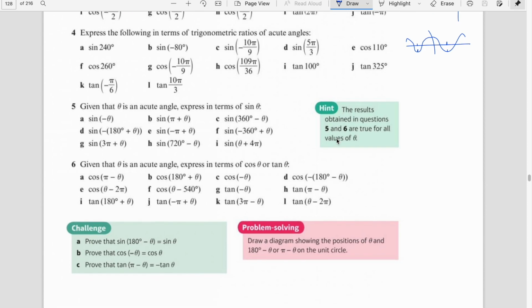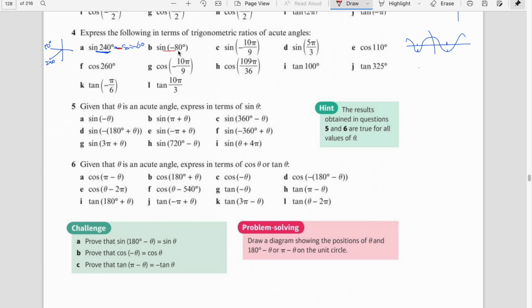Question 4. Express the following in terms of trigonometric ratios of acute angles. So it is more or less the same. 240: I'm seeing where it leads, it is already in the third quadrant. 240 is right here. So I'm looking at the difference between 180 and 240, and the difference is 60 degrees. So I'm writing sine 60, but I need to consider that for 240, in the third quadrant, sine is negative. So I need to put a negative sign before this. So that is negative sine 60.